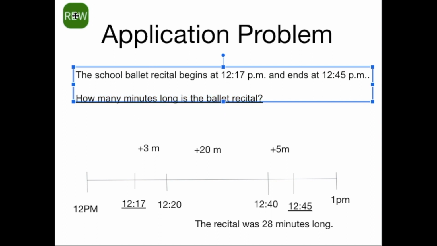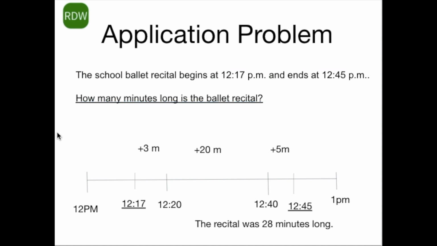When we got to our draw portion of our application problem, we decided to make a number line. We were able to start here, end here, and we figured out the time in the middle. When we added it all up, we knew that the recital was 28 minutes long. That was our write portion, just a short sentence. The recital was 28 minutes long. If this was a test, we would have got a 100% A+. Okay, this is how we're going to answer these read, draw, write problems.